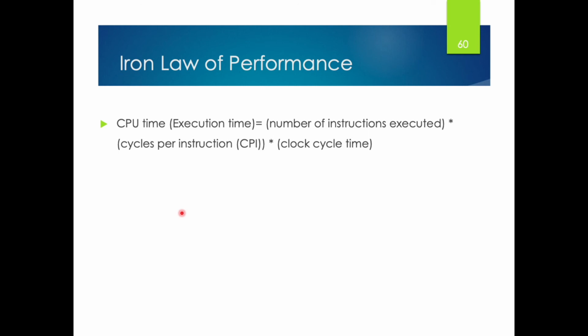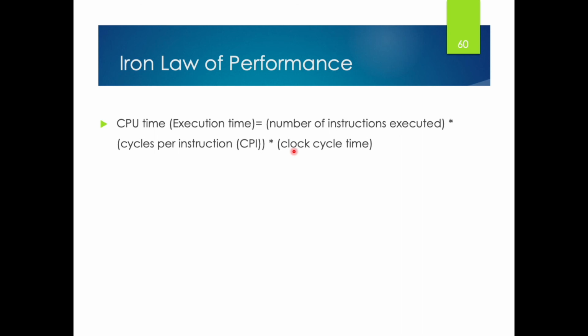Now we will do some calculations on the time that a program will take to finish. We call this the iron law of performance. The time to execute a program, or CPU time, is equal to the number of instructions that need to be executed times the cycles per instruction, or the CPI, then times the clock cycle time.